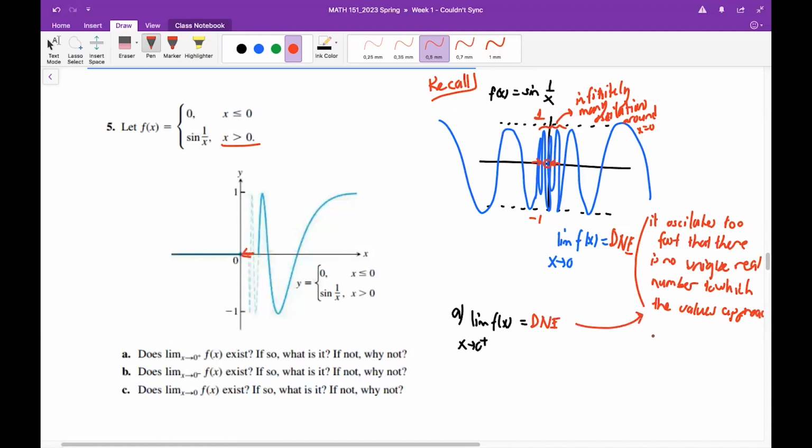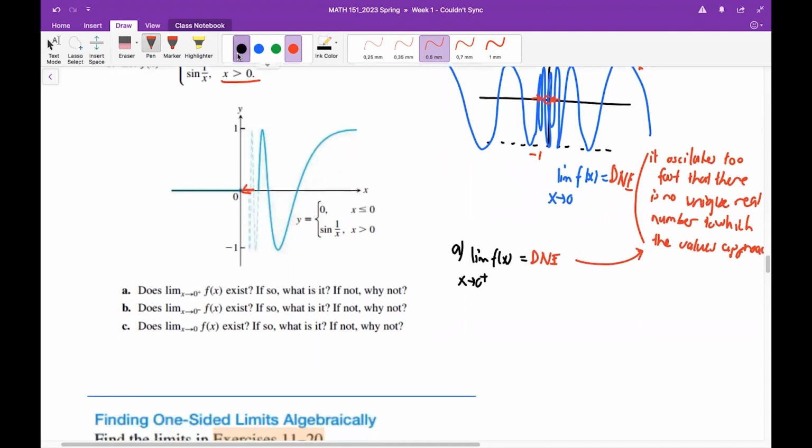The explanation is the same. There are infinitely many oscillations, no unique number towards which your values can approach. Okay, part B. Limit of this function as x goes to 0 from left. This time you will look at it from the left direction. And on the left, your function is defined as a constant function. The values are approaching, obviously, 0 because it is constant function 0. From the left, limit exists.